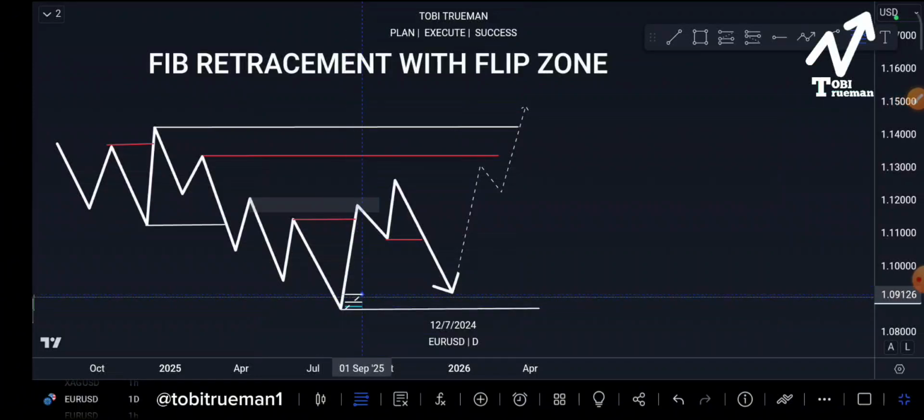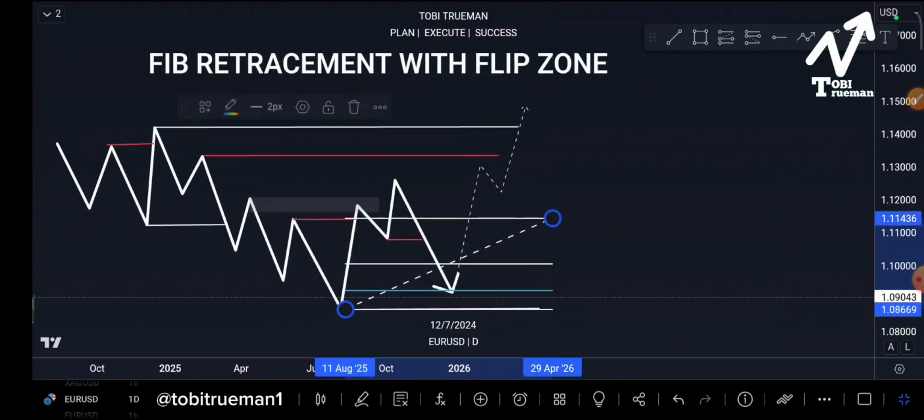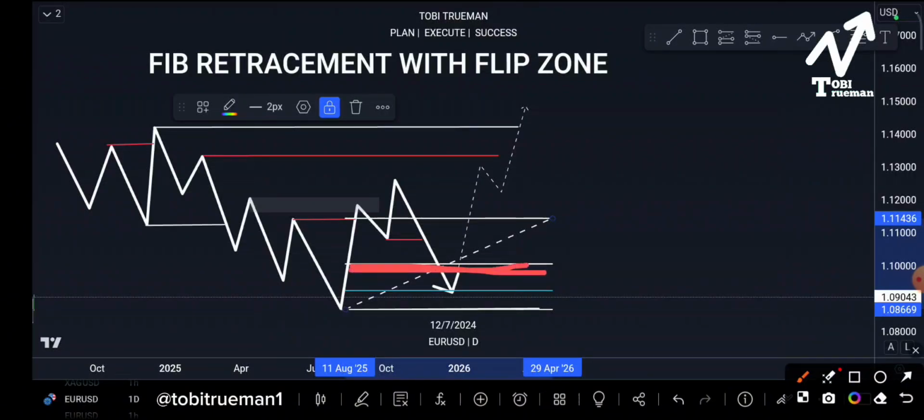Take it from that low point, then take it to this inducement point. You stretch it to the right hand side. So after doing that, what do we have? This is the 50% point, that is the center point. Then this blue line that is there, that is the 79% point, or the golden point of entry.